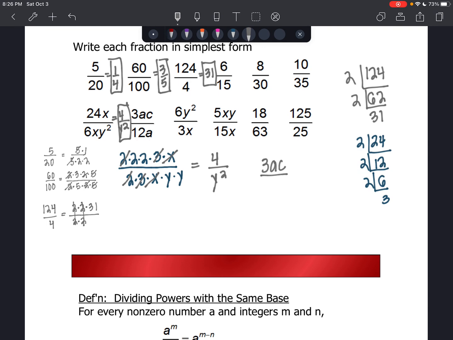3ac over 12a. 12 is the same thing as 3 times 2 times 2 for 4 times a. The 3's cancel, the a's cancel, and I'm left with c in the numerator over 4 in the denominator. So that's some good practice. You could try and practice with the others. Would not be a bad idea.